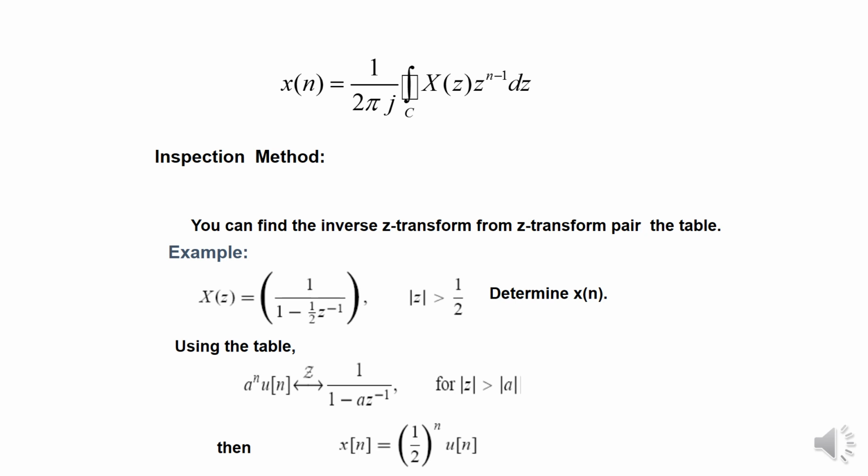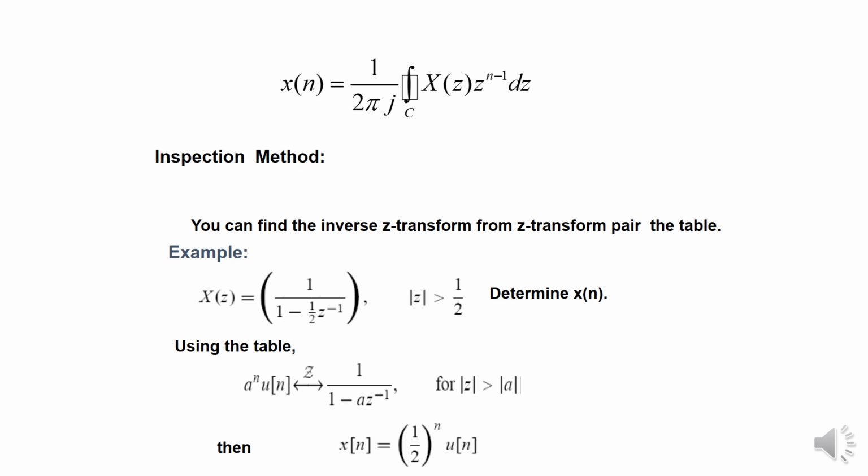Therefore, if we compare this with our X(z), where X(z) is 1 over 1 minus 1/2 z^-1, the value of a is actually 1/2, right? So therefore x[n] for this example is (1/2)^n u[n], right? What we have done here is just a comparison. So this is called the inspection method.